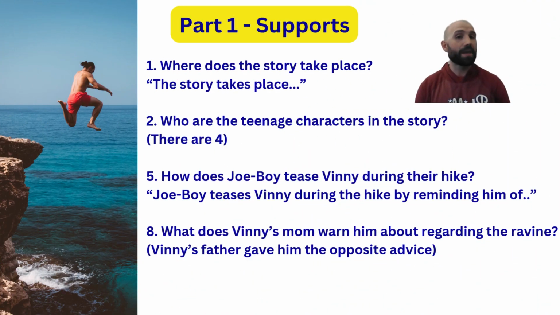And here are some supports for the comprehension questions. Part 1. For number 1, you could start with "The story takes place" as your sentence starter. For number 2, which talks about the teenage characters in the story, there's 4 of them. For number 5, how does Joe Boy tease Vinny during the hike? You might use a sentence starter: "Joe Boy teases Vinny during the hike by reminding him of." And number 8, what does Vinny's mom warn him about regarding the ravine? The help I'm giving you is, remember, Vinny's dad gave the opposite advice.